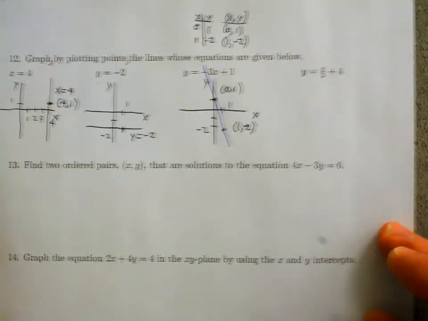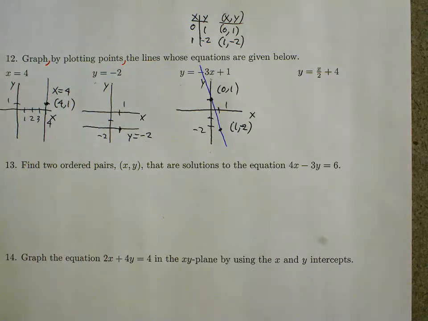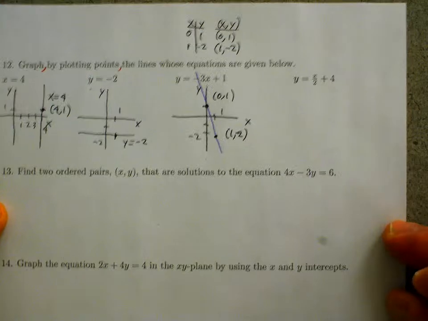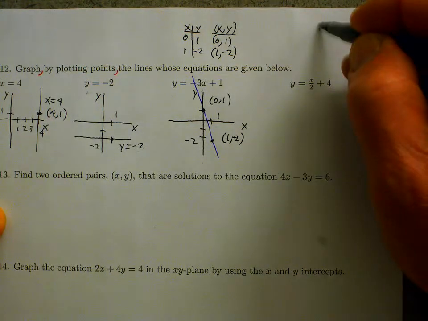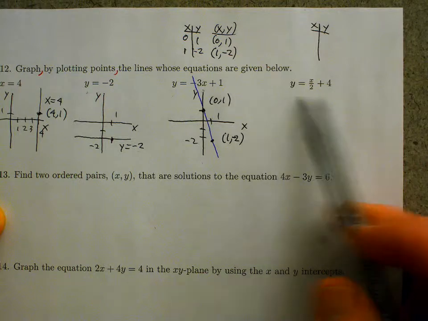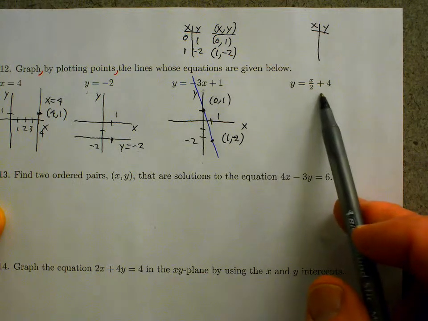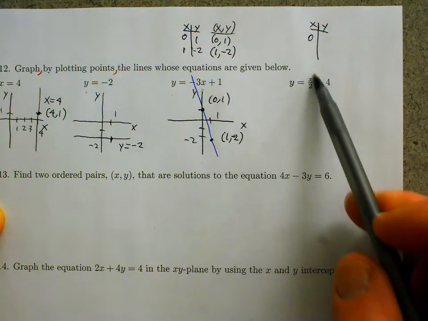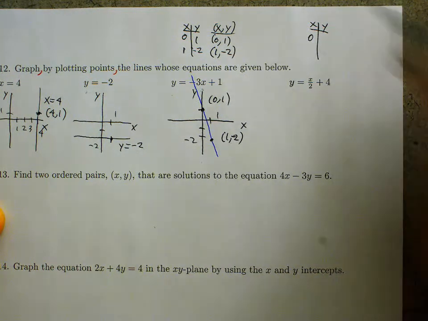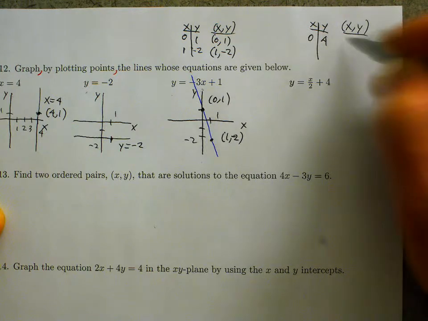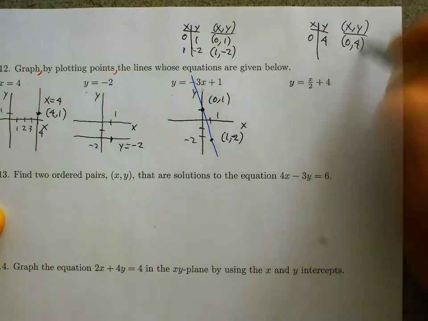Okay, for the next line, y equals x over 2 plus 4. So we can find a couple of ordered pairs. Now this is in slope-intercept form, so if we pick x to be 0, the y-coordinate is 0 divided by 2 plus 4, or 4. So one ordered pair is (0, 4).